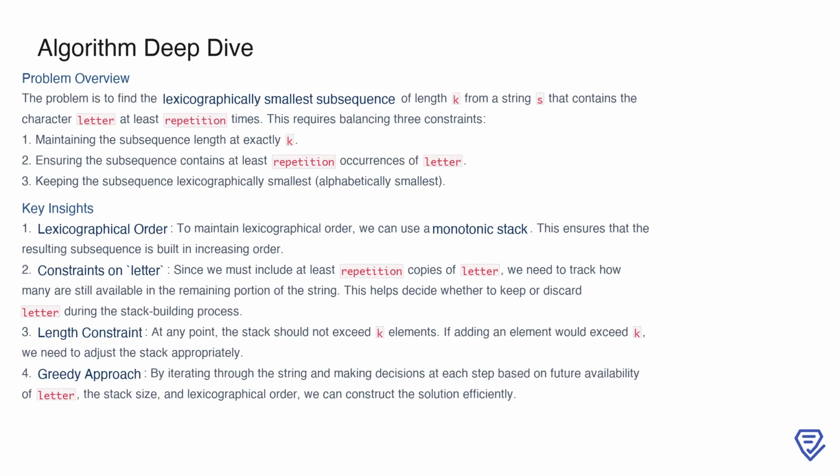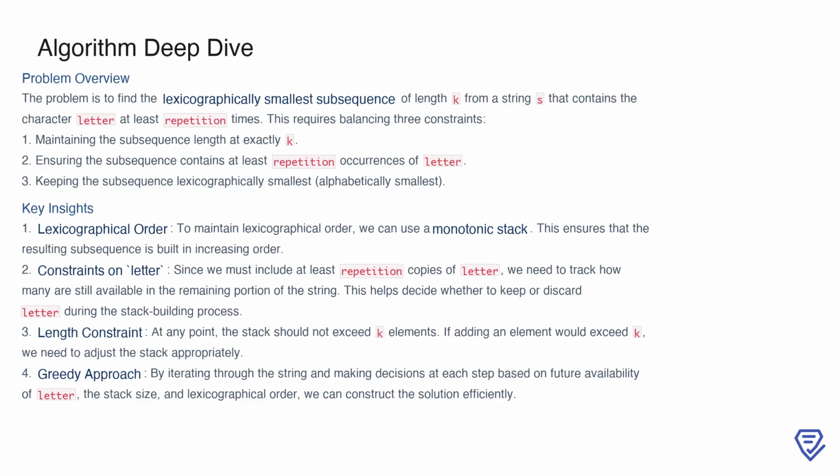In this problem, we're tasked with finding the lexicographically smallest subsequence of length k from a given string s, while ensuring that it contains the character letter at least repetition times. This means we have to simultaneously satisfy three constraints. The subsequence must be exactly k characters long, it must include at least repetition occurrences of letter, and it must be the smallest possible sequence alphabetically.